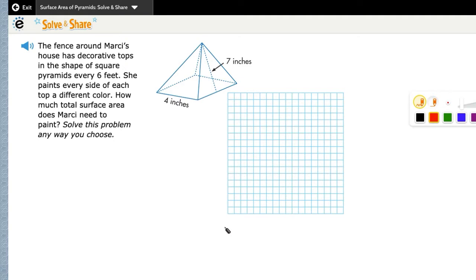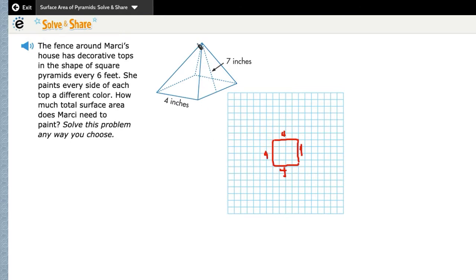First, we are going to draw that pyramid on our grid. The base is a square, so let's draw a square with a side of 4 inches: 1, 2, 3, 4. Also here, 4. Each side of this square pyramid is 4 inches.